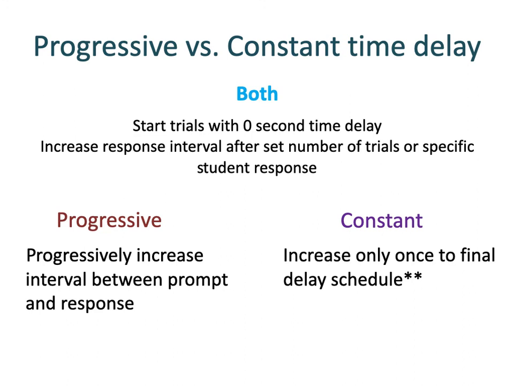But in progressive time delay, after 0 second time delay trials or sessions, the researcher moves to 1 second time delay sessions or trials and has multiple sessions at 1 second time delay, and then moves on to 2 second time delay trials or sessions, and then multiple sessions or trials at 2 seconds, and moves on to 3 second, 4 second, 5 second until the child learns the target behavior.